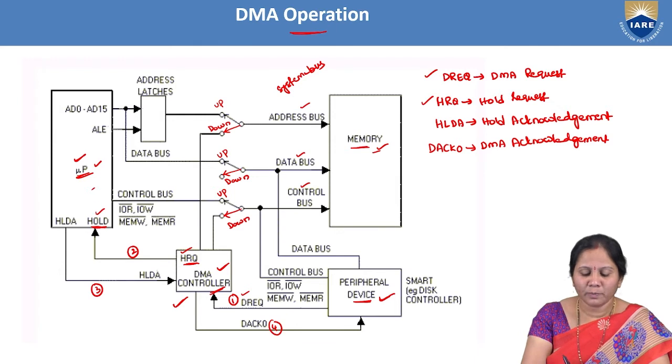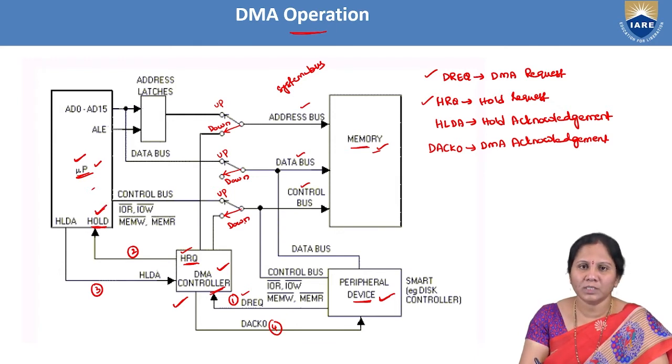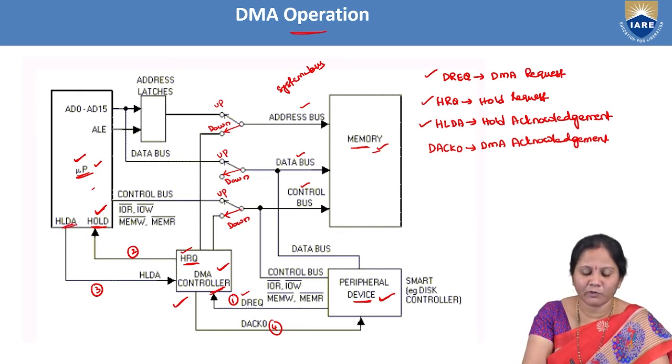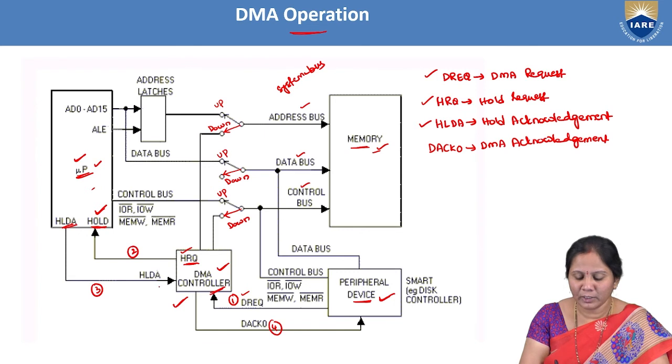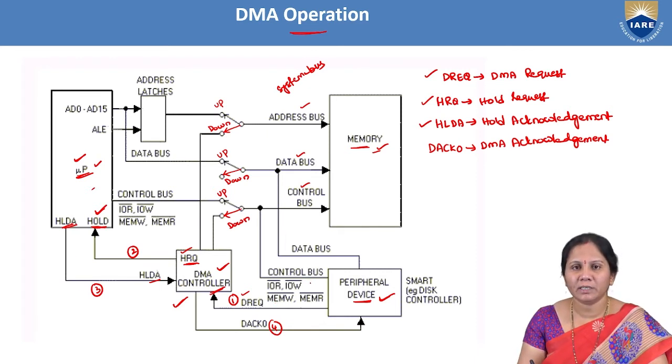Now, the microprocessor, after receiving this hold signal, is going to send the hold acknowledgement signal. That means the HLDA signal of the microprocessor will be connected to the HLDA signal of this DMA controller. The microprocessor sending this hold acknowledgement signal means the microprocessor is giving its willingness to release the system bus access to the requesting DMA controller.